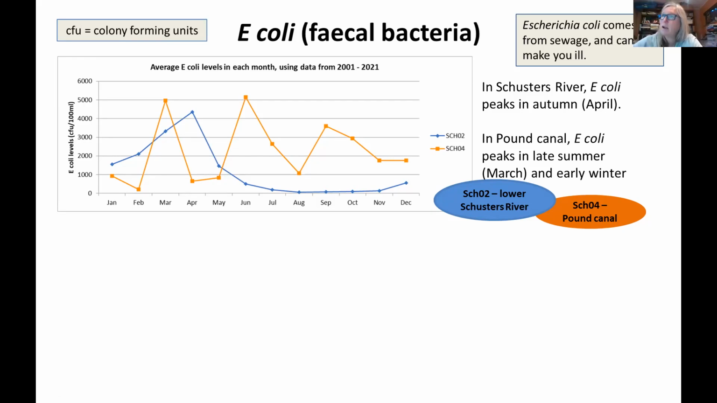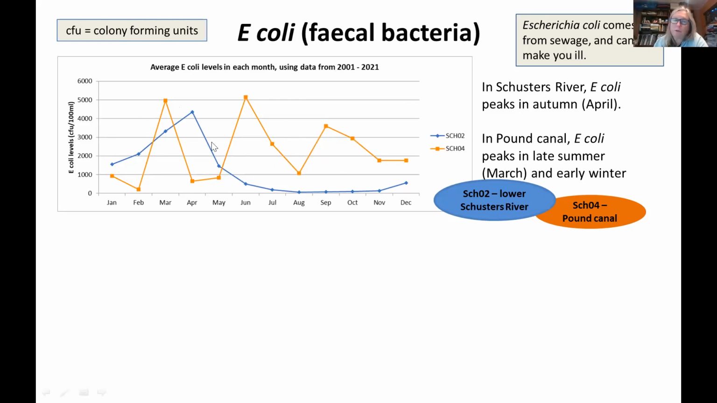You can see that the E. coli in the Pound Canal kind of jumps up and down. It's got a couple of peaks in March, so kind of late summer. There's a peak in E. coli, quite high. There's another peak in June, and then again in spring.